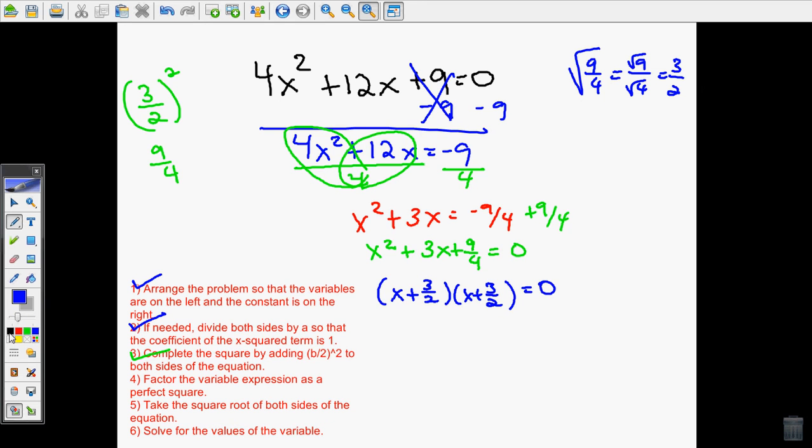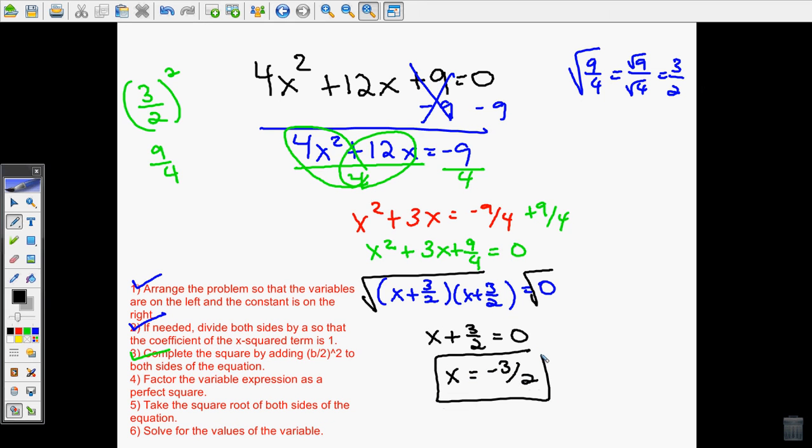So I'm then going to take the square root of both sides. So I get x plus 3 over 2 is equal to 0. So therefore x is equal to negative 3 over 2. And this is an example where you only end up with one answer. Okay?